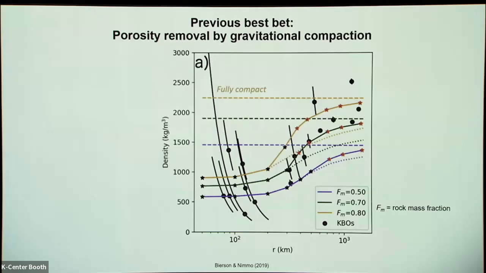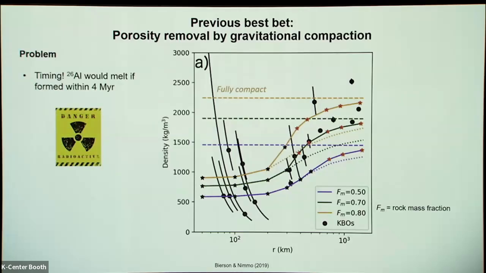Well, there is a problem with this explanation. Steve already mentioned one of these problems: timing. Because too much aluminum-26 is going to melt these objects if they form early. You need to wait 4 million years. And I think it is underappreciated that 4 million years is a lot of time. Maybe we don't have that much time, because it's not just waiting 4 million years for these objects to form. You still need to have them grow through pebble accretion while the disk is there. And the disk doesn't live that long. So maybe this 4 million years is a bit too much.